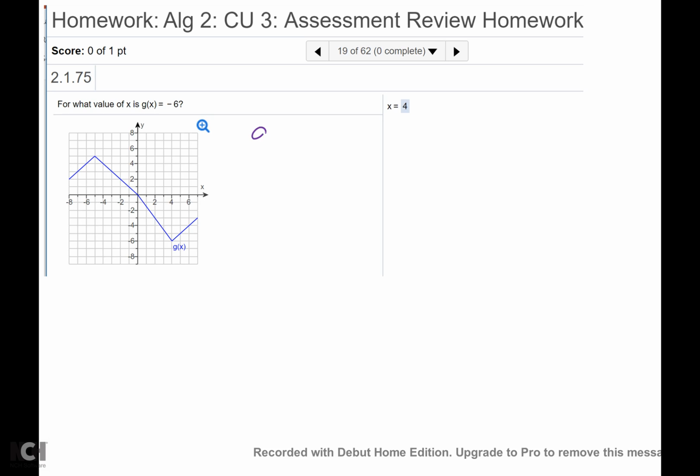Now, this one says g of x equals -6. So you're trying to find the ordered pair that has a y coordinate now of -6. So if I go to -6 on the y and I go over to my graph, there's the point that corresponds to a y coordinate of -6. Read its x coordinate, and it is 4.